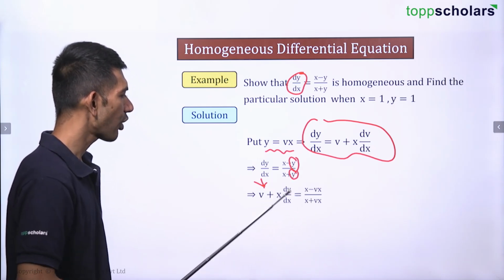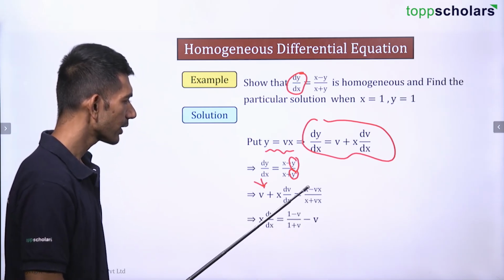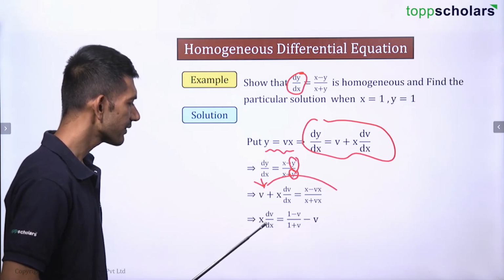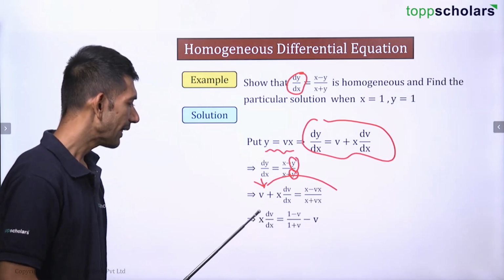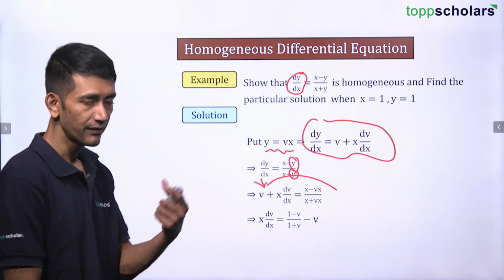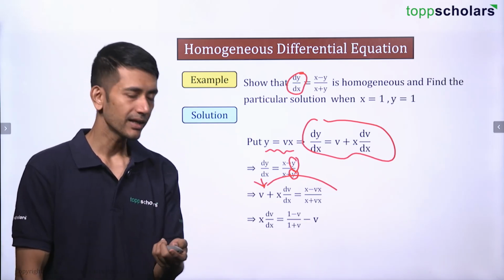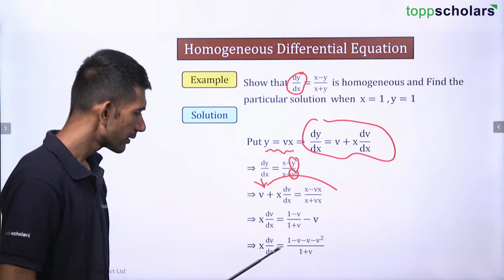You get x common from here. You solve that. You get 1 minus v by 1 plus v. You shift v on the other side. So x dv by dx is equal to 1 minus v by 1 plus v minus v. And then you take v terms together with dv and x terms together with dx. So this further becomes 1 by x dx. Okay, solve this.